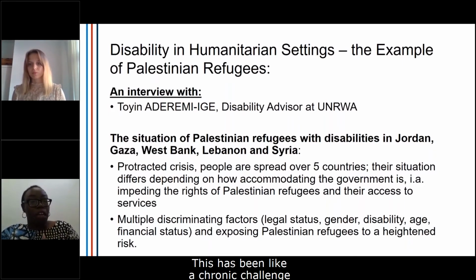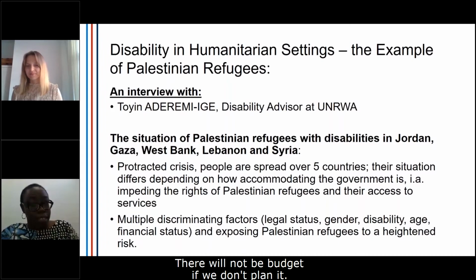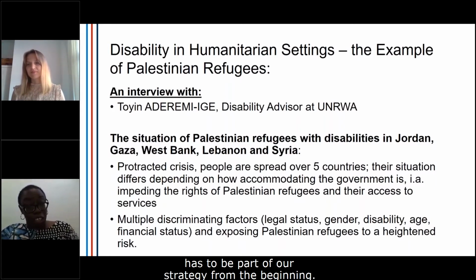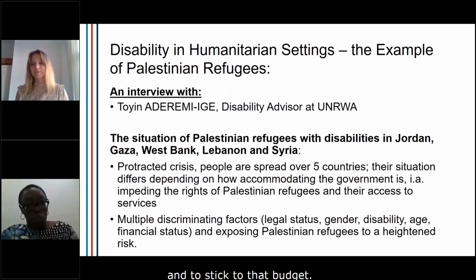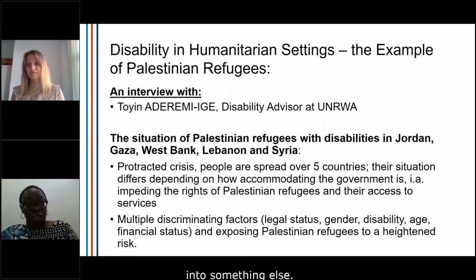This has been a chronic challenge in disability inclusive humanitarian action. People often claim that, well, there's no budget. There will not be budget if we don't plan it. We need to plan it from the beginning. That's also the reason why disability inclusion has to be part of our strategy from the beginning. If it is already part of our strategy, then it's easier to allocate budget to it and to stick to that budget, not diverting the budget for disability inclusion into something else.